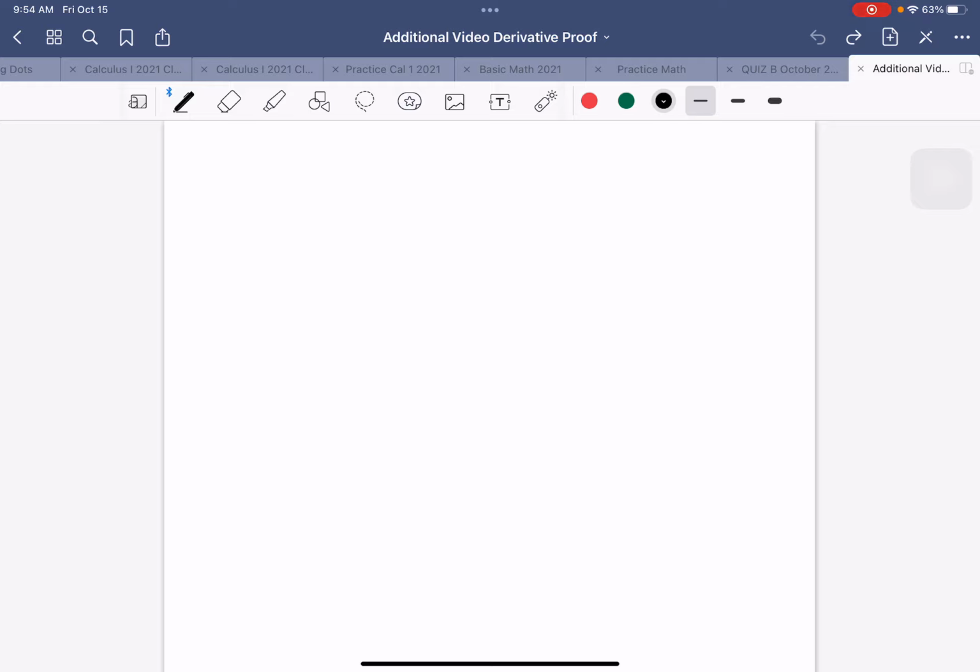Okay, we know that in the power rule we have a definition. For example, if f of x is x to the power of n, we will have this derivative, right?